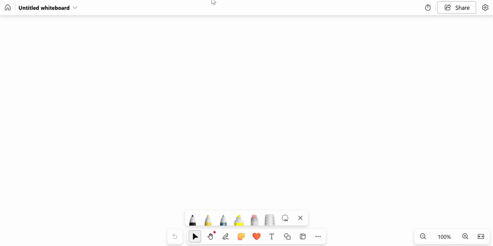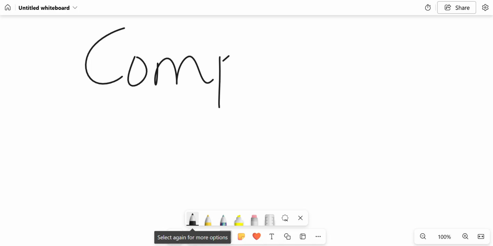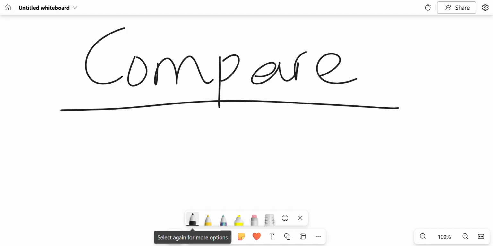In our last lesson, we learned about whole numbers and place value. Today, we'll build on that by learning how to compare and order whole numbers. So, grab your notebook and let's begin. First of all, I want to talk about the word compare. So, what does the word compare mean?